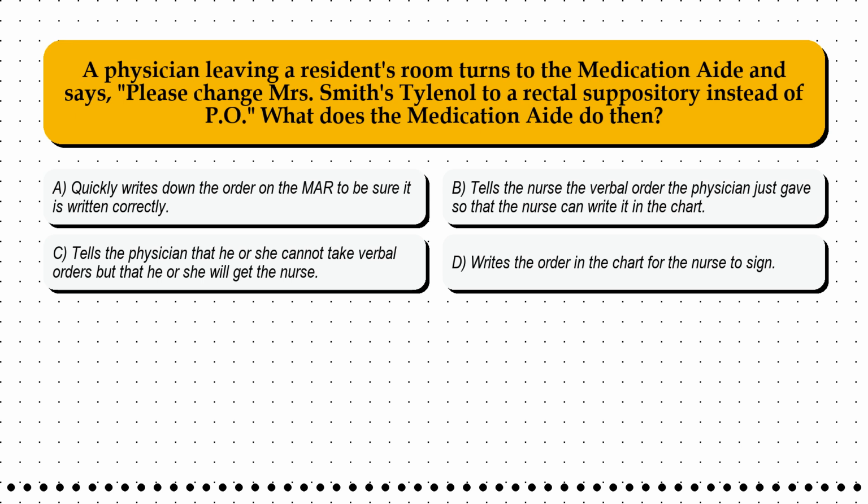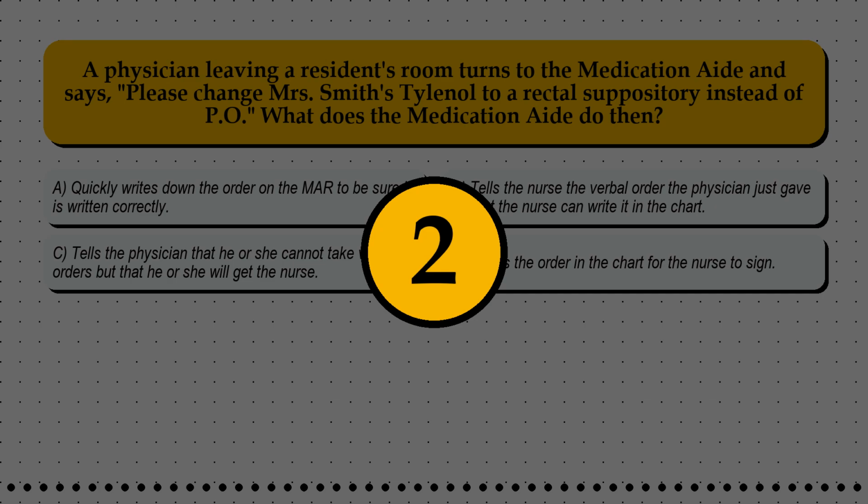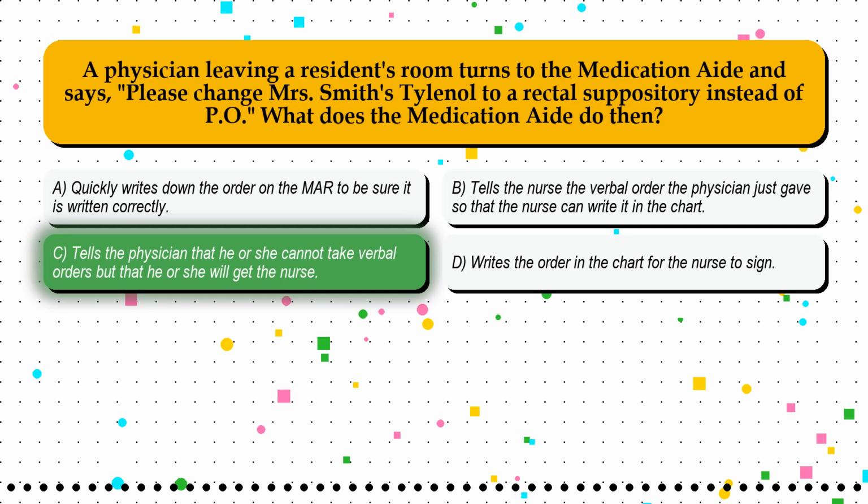Option B, tells the nurse the verbal order the physician just gave so that the nurse can write it in the chart. Option C, tells the physician that he or she cannot take verbal orders but that he or she will get the nurse. Option D, writes the order in the chart for the nurse to sign. The correct answer is option C, tells the physician that he or she cannot take verbal orders but that he or she will get the nurse.